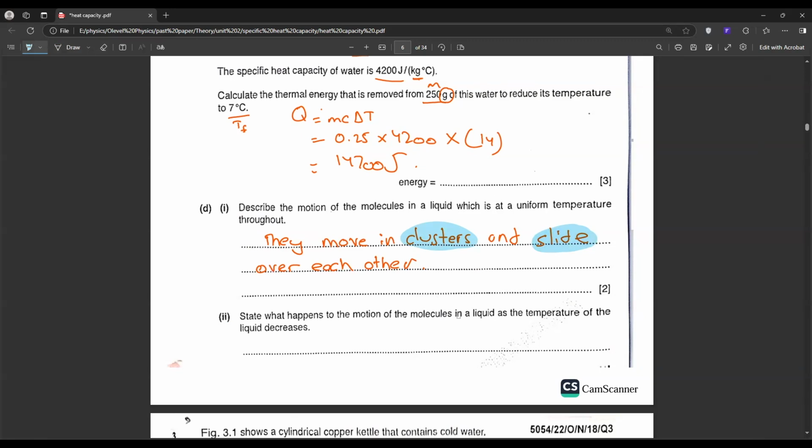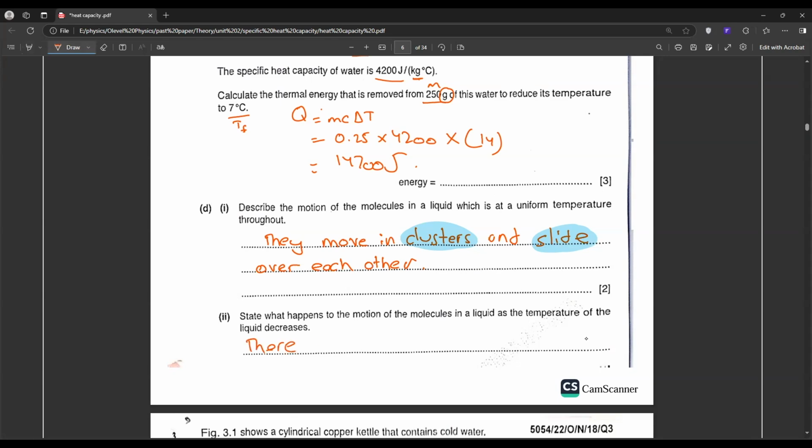State what happens to the motion of molecules in a liquid as the temperature of the liquid decreases. Their speed or kinetic energy decreases. Or you can also say speed slash kinetic energy decreases. Or also, what else can you say here? You can say their amplitude of displacement decreases.